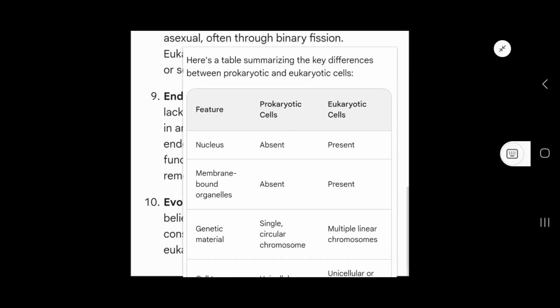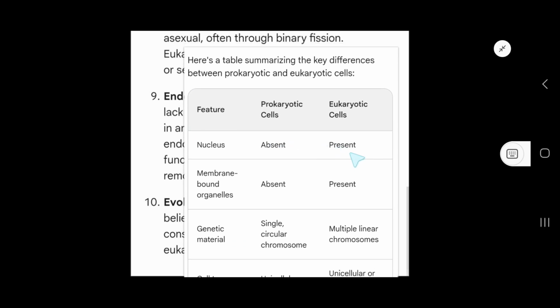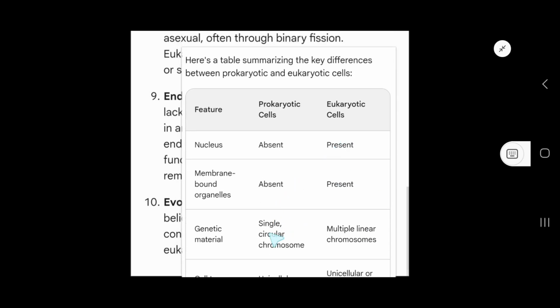Okay. Here is the table that will help you to remember these differences. Prokaryotes, eukaryotes. Nucleus: absent for prokaryotes, present for eukaryotes. Membrane-bound organelles: absent for prokaryotes, present for eukaryotes.